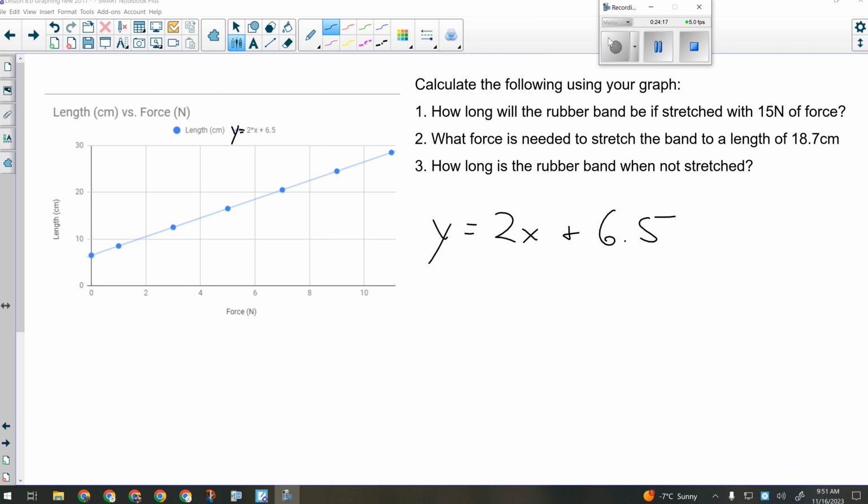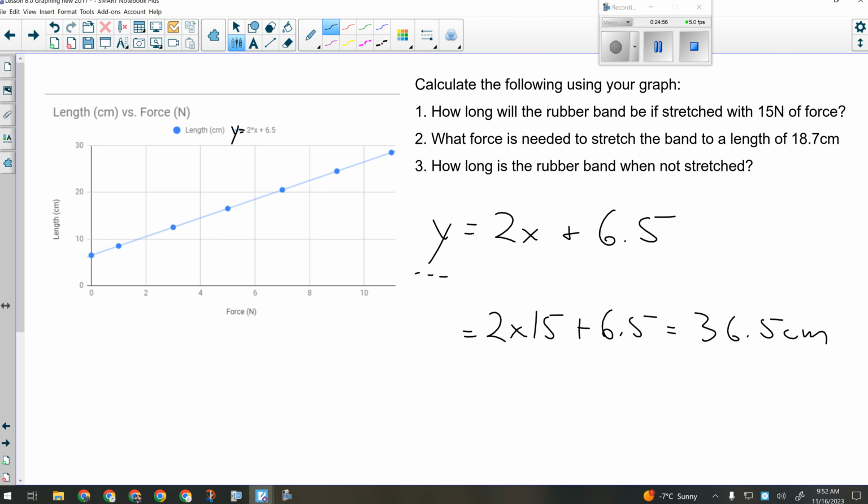So, how long will the rubber band be if it's stretched with 15 newtons of force? What did they give us there, y or x? They gave us x. Newtons and force are on the x-axis. So we know that we are looking for y, because y is length. We're going to say that that's going to mean 2 times 15, our x value, plus 6.5. All right, so that should be 36.5, right? 36.5 centimeters. Everybody all right with that one?